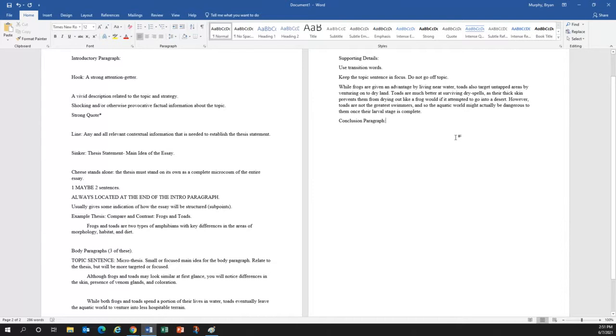Okay, so what's the last thing that you need? The good transition, right? That's where you transition. Now, that's not a transition word. This is a transition sentence at the end of the paragraph, all right?